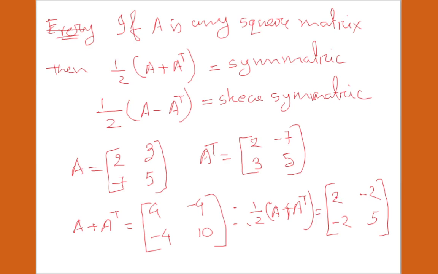See, this is a symmetric matrix. This is A11, A22, that is no problem. A12 is equal to A21. This is A12 and this is A21. See, equal. In case of a symmetric matrix, what was the condition? Aij is equal to Aji. This is the condition. So half into A plus A transpose is symmetric.